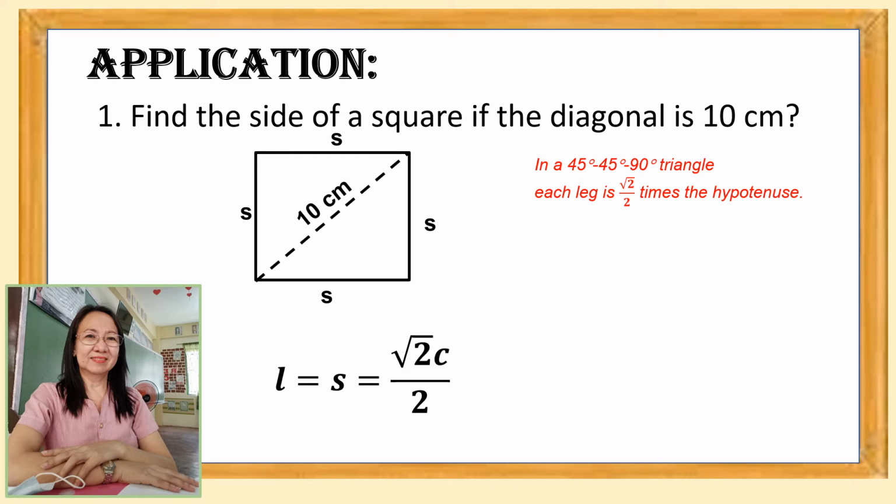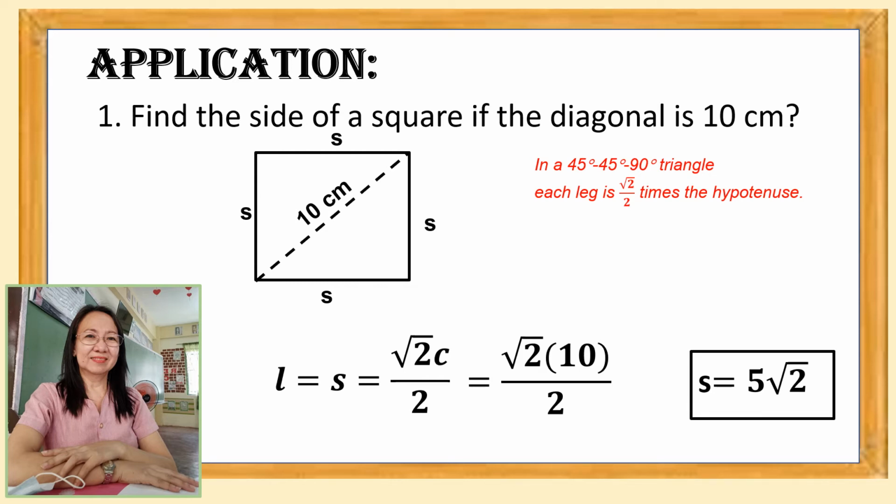times C over 2. And let us substitute C, which is 10, and then 10 divided by 2, so we will arrive at 5 times the square root of 2 as the length of the side. So see, if you memorize the formula, we can easily obtain the value.